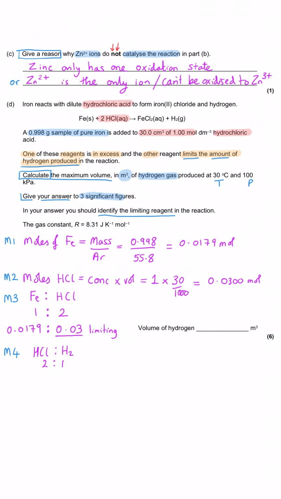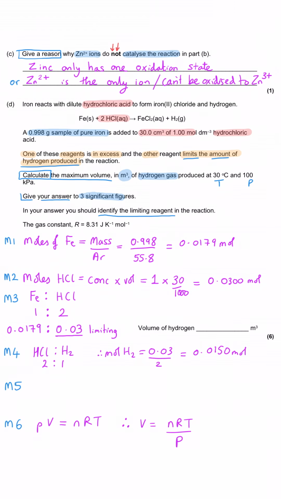And when we compare the equation, we can see that there are 2 moles of HCl required for every 1 mole of H2 that we produce. So that means that the moles of H2 that we're going to produce needs to be half the moles of HCl that we calculated earlier. So in other words, 0.0150 moles.